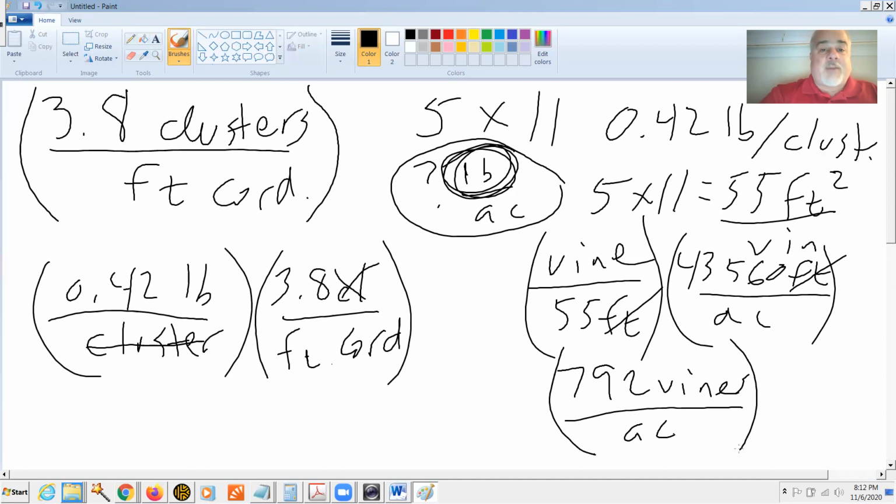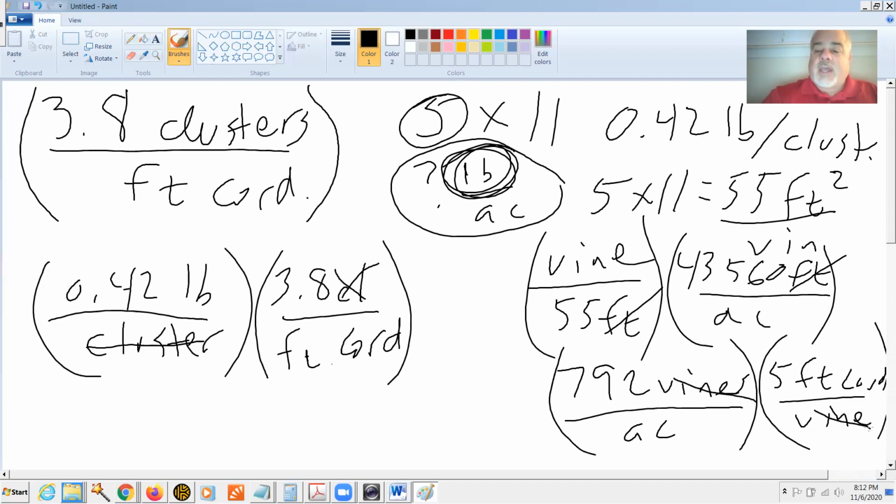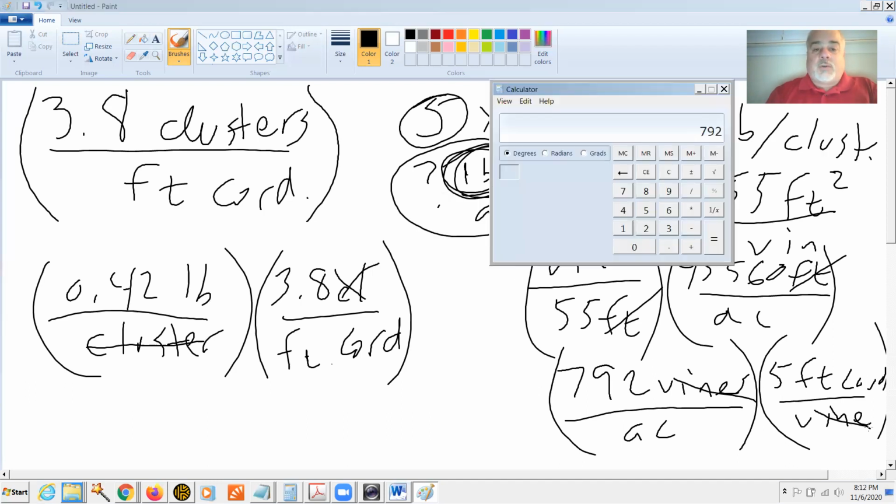And how many feet of cordon do I have per vine in this VSP trellis? I've got 5 feet of cordon per vine. Vines cancel. And now I've got feet of cordon per acre. And what is my feet of cordon per acre? 792 times 5. I've got 3,960 feet of cordon per acre.